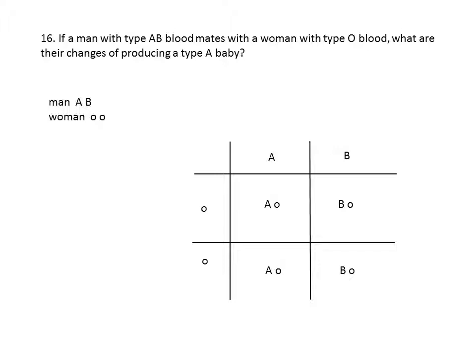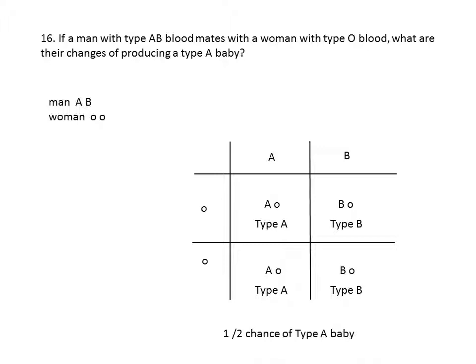Next, I fill in phenotypes. What blood type would each of these children have? The last thing to do is to answer the question that was asked. Their chances of producing a type A baby are 2 out of 4, or half, or 50%.